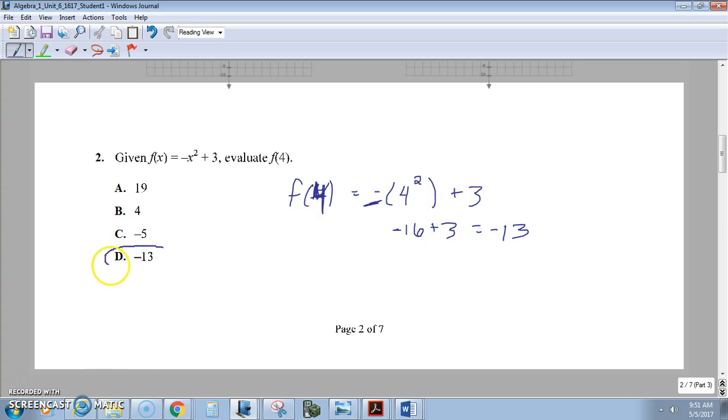I got a lot of wrong answers on this. The wrong answers I got were A, because they put the negative there before they squared it, and they got positive 16 plus 3, but the answer is negative 16 plus 3. You cannot forget your order of operations, okay?